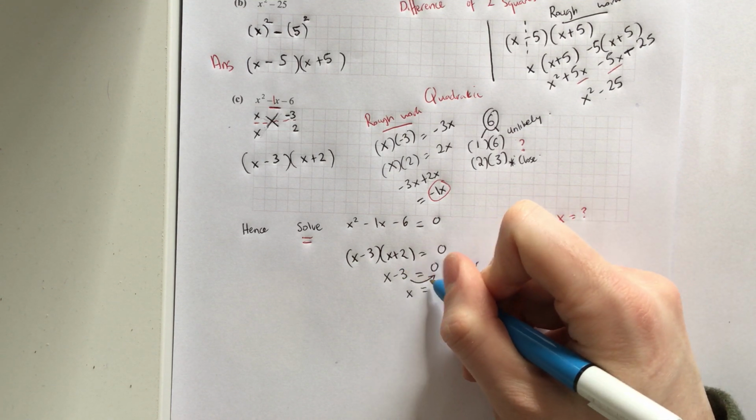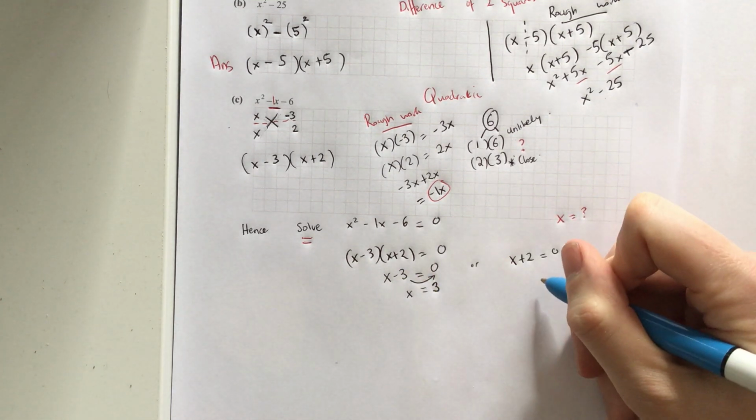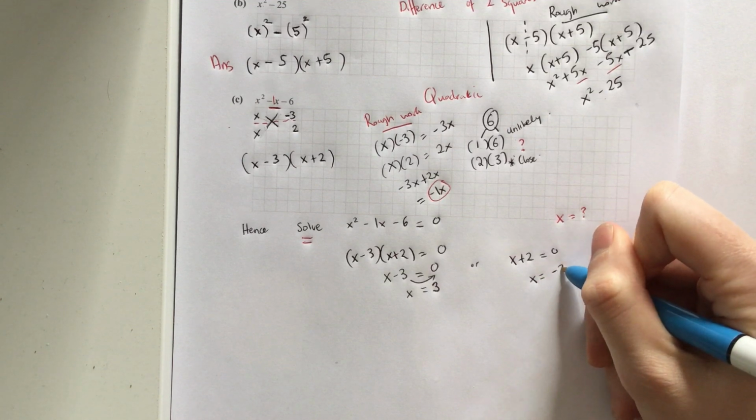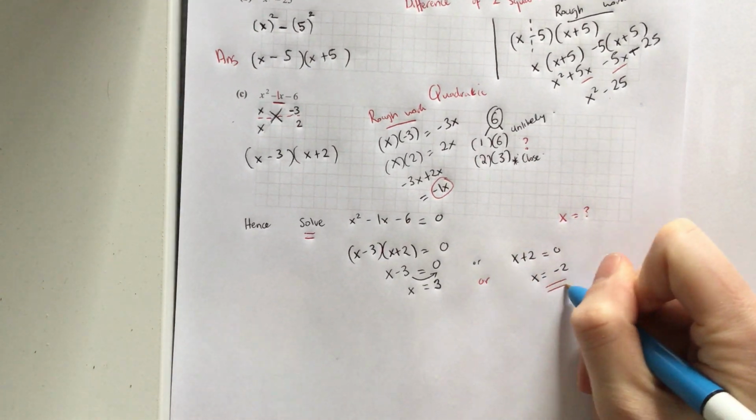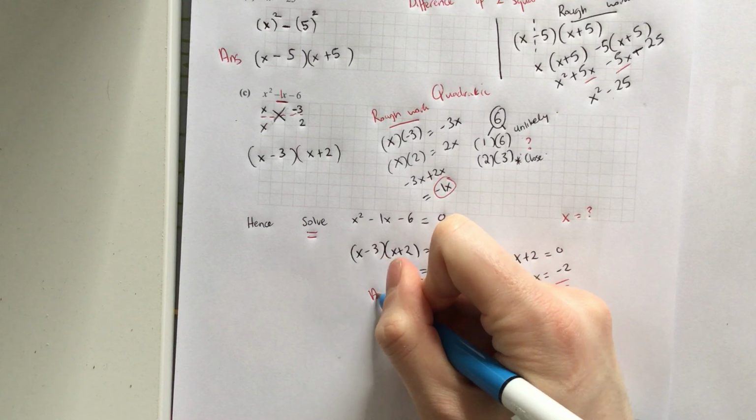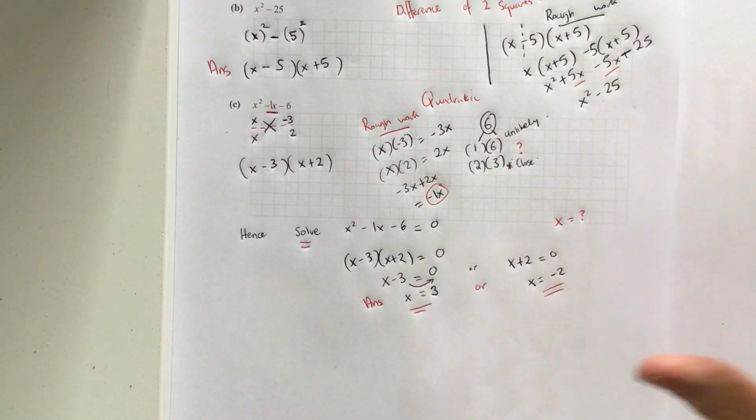So minus 3 becomes 3. And over here, x is equal to minus 2. Okay, I have now solved and got answers for x. X is either equal to 3 or x is equal to minus 2. Okay, so therefore they would be the answer for that. Okay, so that is factorization.